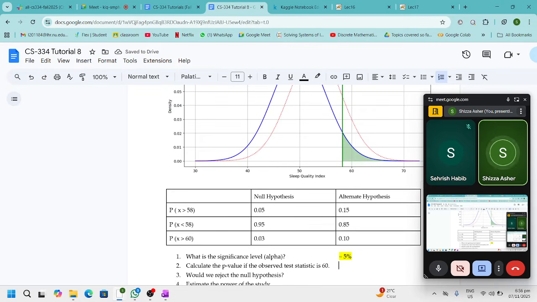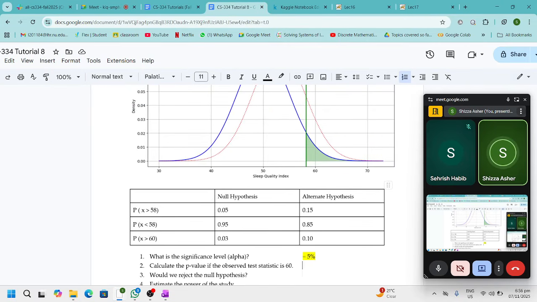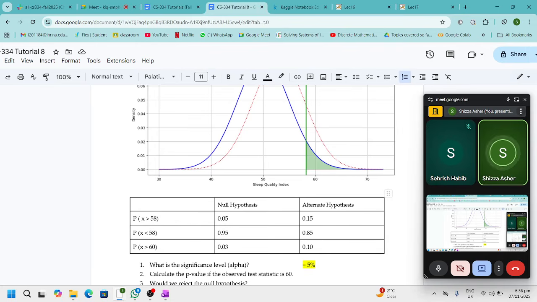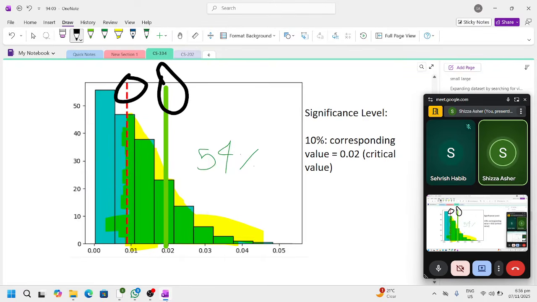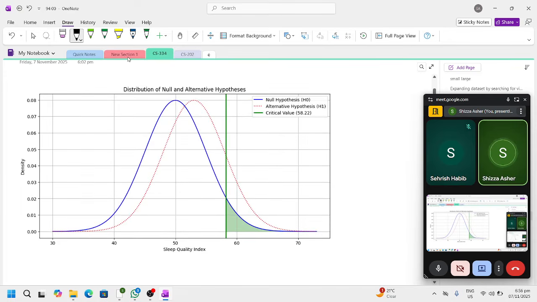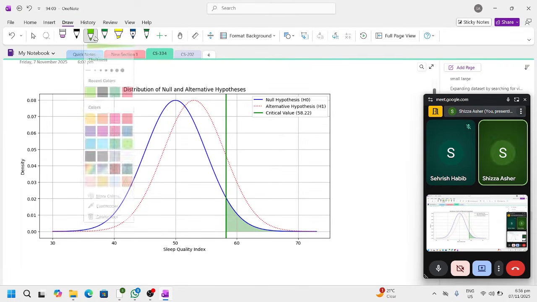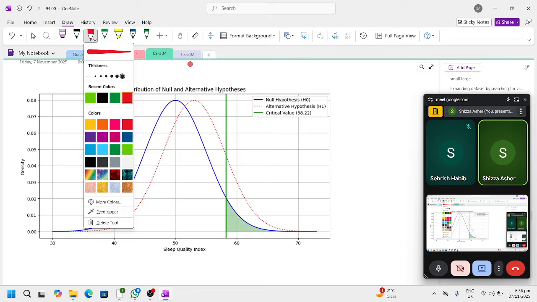Okay. Next, you are told to calculate the p-value. P-value is also called your observed significance level. If the observed test statistic is 60, now 60 is not plotted on this, but I do have the curve right here. So we could quickly plot it though.